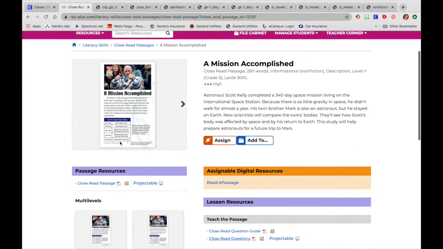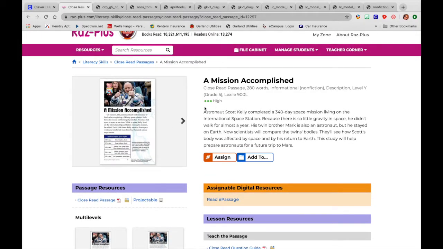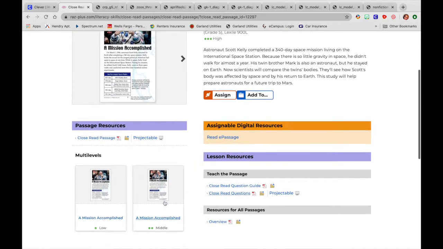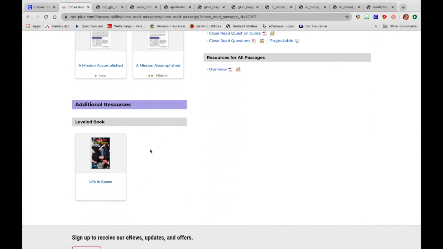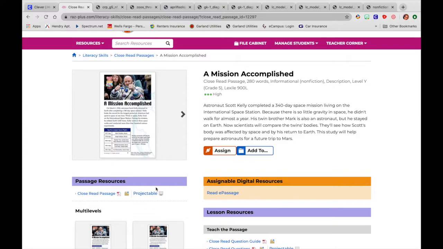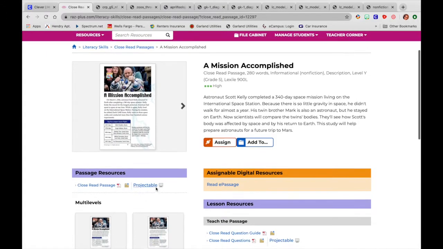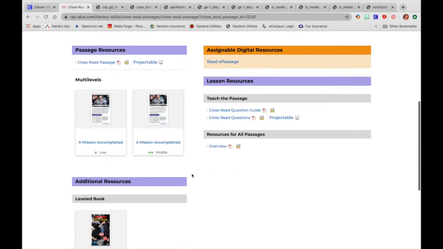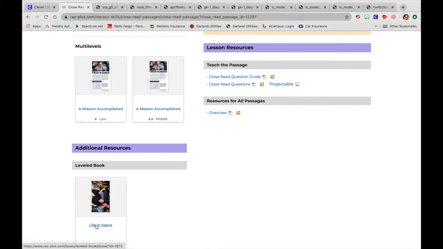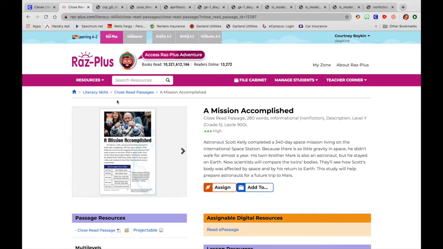Also, what I liked about the close read, you'll notice the 3 dots, that means this is a higher level. 2 dots, medium level. 1 dot, lower level. And you can always use your caret right here to get a preview of it. But they also have a leveled book. So if we're looking at Mission Accomplished, and maybe I want them to go back and have experience and exposure with reading another book that's related to the same topic, then I can just click right here on leveled books, and then I can assign it to them through their student portal, and they can continue getting exposure to my topic.